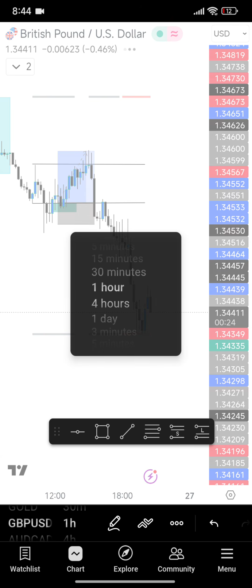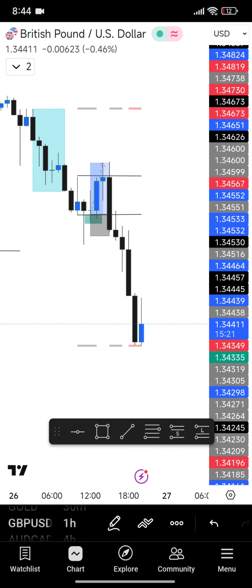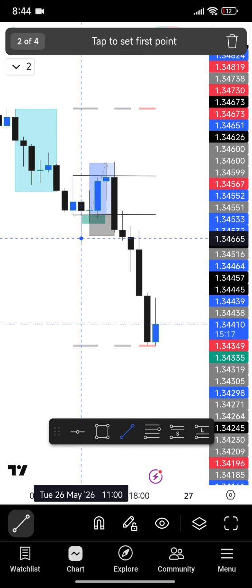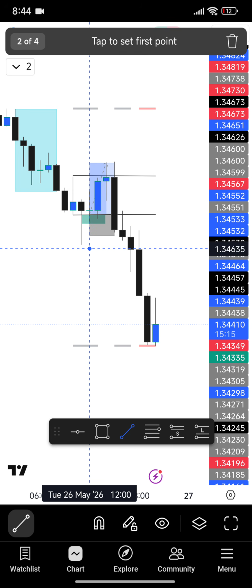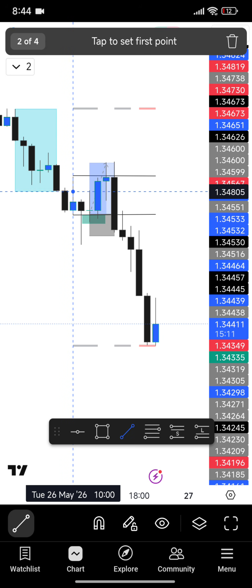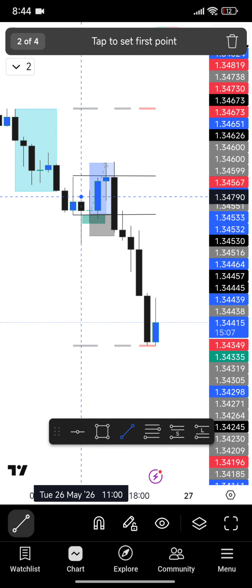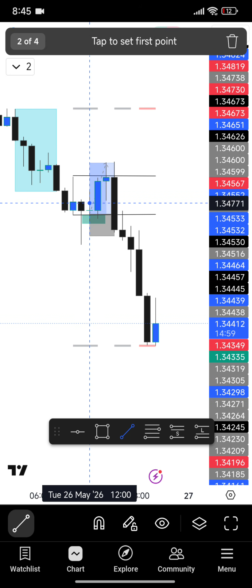The first thing I always do in the morning is to mark the high and the low of the first 1 hour candle before the open of London session. As you can see here, this is a 10 a.m. candle. This is actually not the candle I was supposed to mark. The candle I was supposed to mark is this 11 a.m. candle, because London session usually opens here by 12 noon. That is when the London session actually opens.